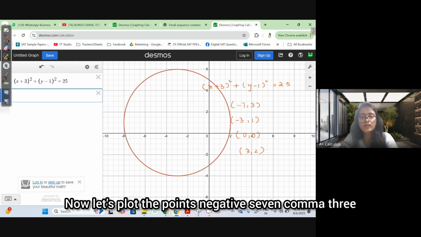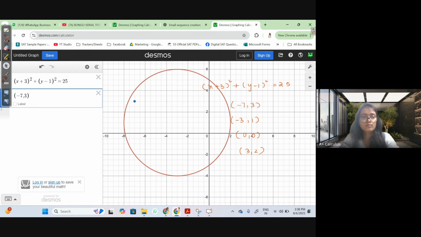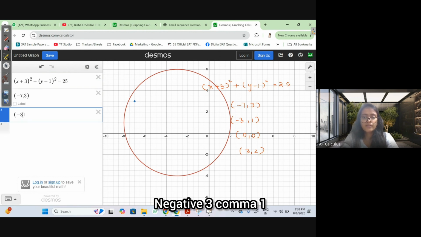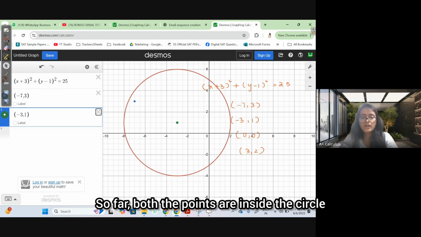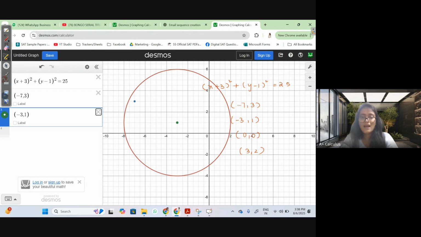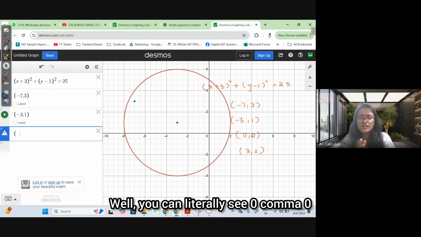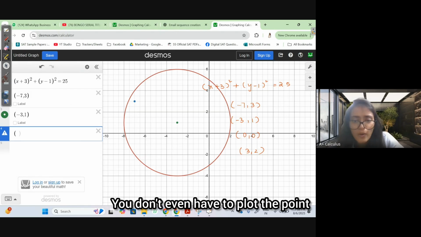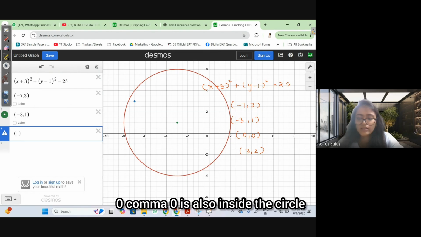Let's type the equation of the circle, (x + 3) squared plus (y - 1) squared equals 25. Now let's plot the points, negative 7, comma 3, and negative 3, comma 1. So far, both points are inside the circle. Actually, negative 3, comma 1 is the center. You can literally see 0, comma 0. You don't even have to plot the point. 0, comma 0 is also inside the circle.